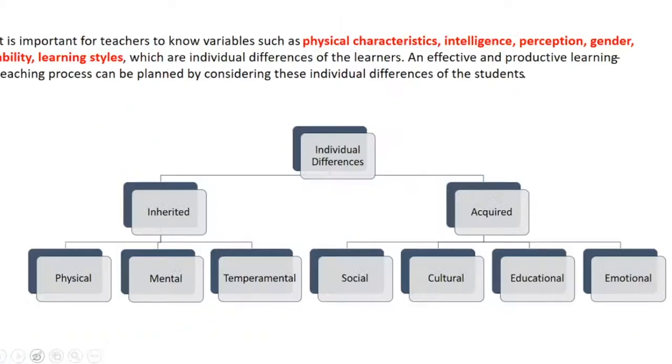Then the next concept which you have is individual difference. We have seen that there are statement questions on individual differences. When we talk about individual differences, it can be inherited or acquired. It is important for the teacher to understand variables such as the physical characteristics of the students, the intelligence level, the perception, the gender, the ability, the style, so that the teacher can implement the right strategy in order to teach the student. So the differences can be either acquired or inherited.